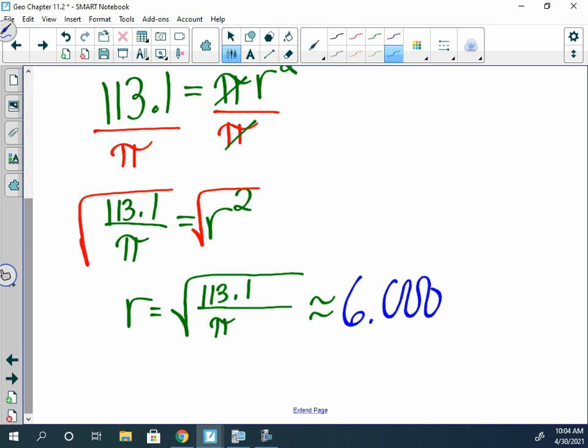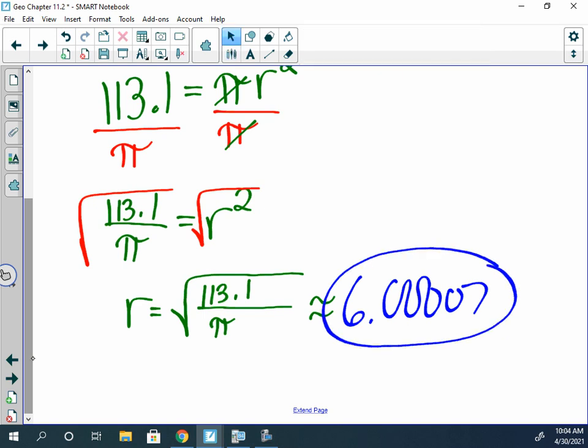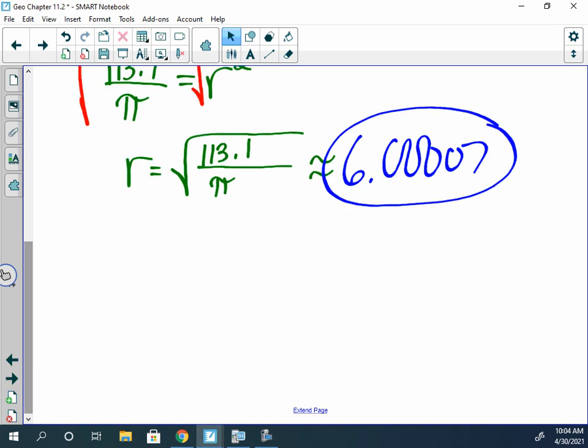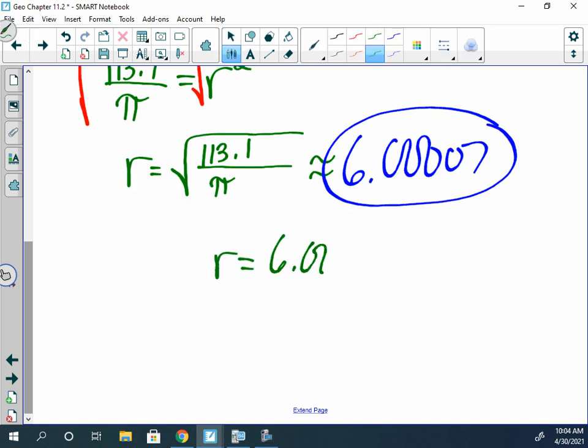How many zeros? And that's our answer, yes? What did it ask for? Diameter. What did we find? The radius. So the radius is 6 point, approximately.